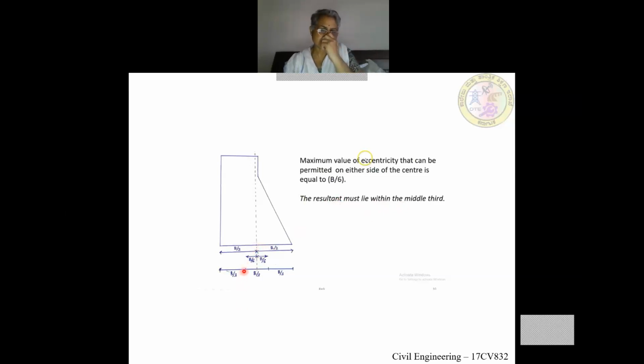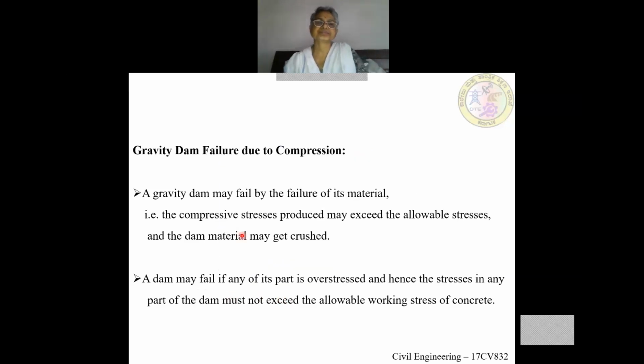This is the outermost b by 3 towards the toe, and this is towards the heel, and this is the middle third. If the resultant passes through this middle third portion, then there won't be any tension. This you have to remember. So e should be less than b by 6.